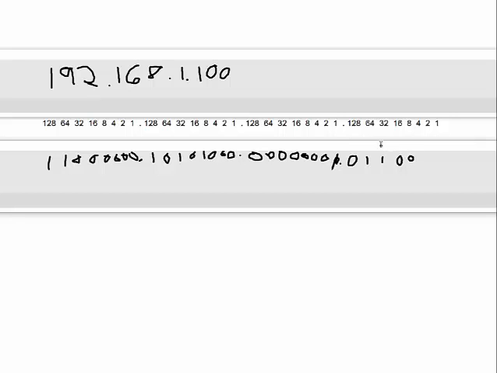What did I say that was? That was 64, that was 96. So light up the 4 position. There we go. So it's kind of hard to read there, but there is our decimal 192.168.1.100 represented in 32-bit binary format.